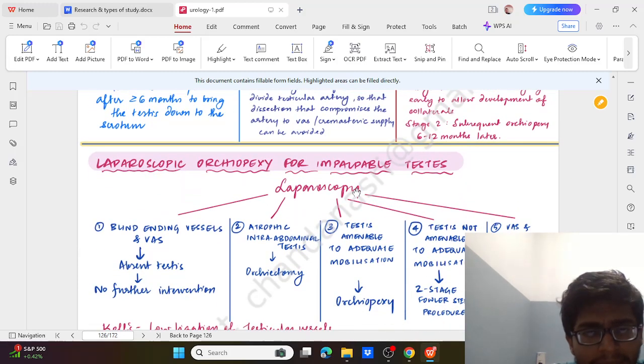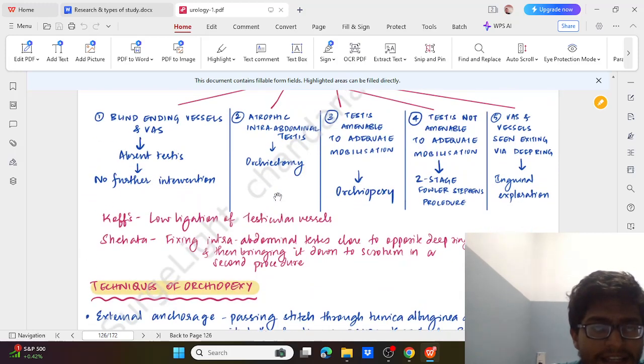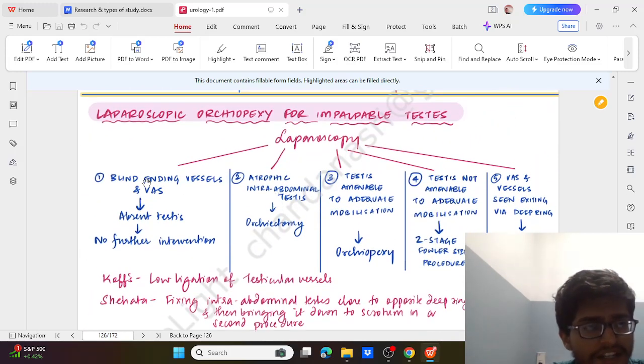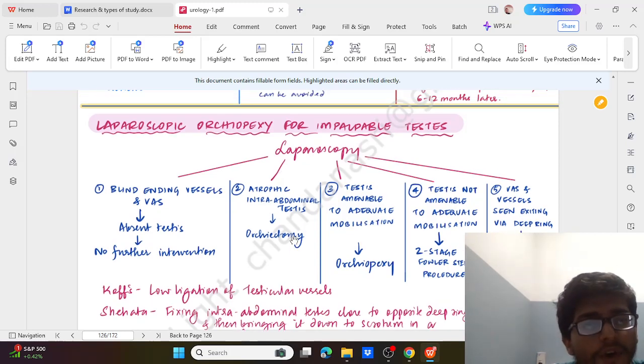In case of impalpable testis, for laparoscopic orchidopexy, we have various conditions. If there is a blind-ending vessel and vas, that is absent testis, we don't go for any further intervention. If there is atrophic intra-abdominal testis, we go for orchidectomy. If the testis is amenable to adequate mobilization, we go for orchidopexy. If the testis is not amenable to adequate mobilization, we go for a two-stage procedure, that is Fowler-Stephens. And if we do not find the testis abdominally but find it in the inguinal region, we go for inguinal exploration.